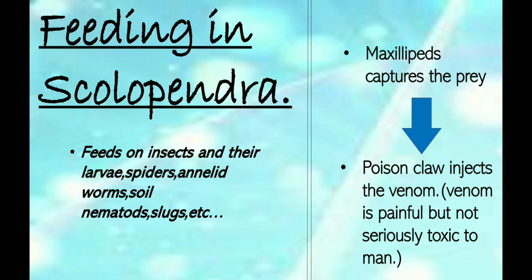Now let's move on to the feeding in Scolopendra. They basically feed on insects and their larvae, spiders, annelids, worms, soil nematodes, slugs, etc. Now maxillipedes capture the prey. Poison claws inject the venom. Venom is painful but not seriously toxic to man. Maxillipedes were the first pair of legs, which basically help in feeding, as I've told you. So these are the feeding legs, and then the poison claws, that is the next four segments modified as poison claws, release the venom, and this venom is not basically harmful to man.